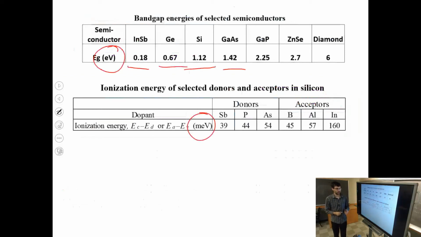Okay, so next week we will see how these physics of semiconductors and doping give rise to devices, semiconductor devices such as transistors, diodes, solar cells, and so on. So this is very important, P and N doping.